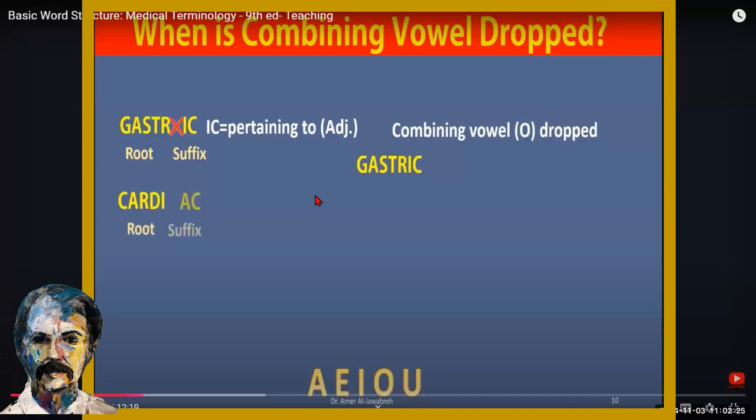Why? Because there is the ak. So it becomes, and the I here is part of the word. The I, cardi, is part of the word. So look, cardioac: there is a vowel I, there is a vowel O, there is a vowel A. Three vowels. And this makes your mouth twisted, and it becomes difficult to pronounce. Cardioac. So just cardiac, cardiac.